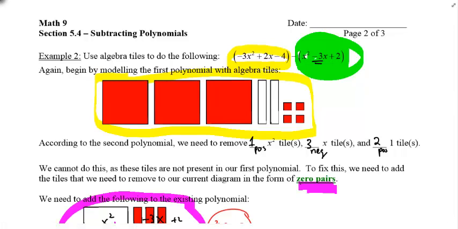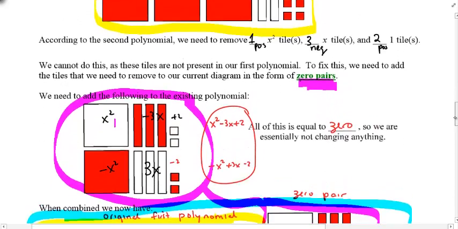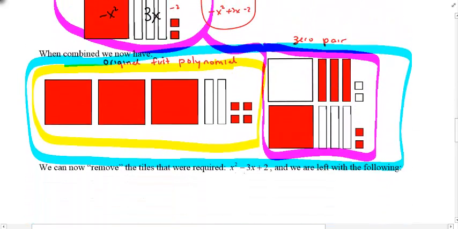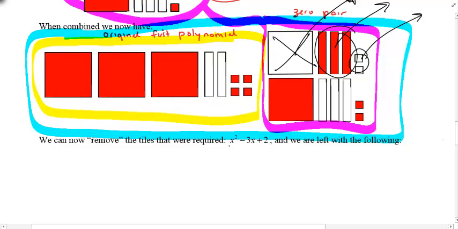squared. So I'm looking at the green part right now. 1 positive x squared, 3 negative x tiles, and then 2 1 tiles. So let's get rid of that, right? Let's remove the 1x squared. Goodbye. Let's remove the minus 3x. Goodbye. Let's remove positive 2. Goodbye. And what do we have left?